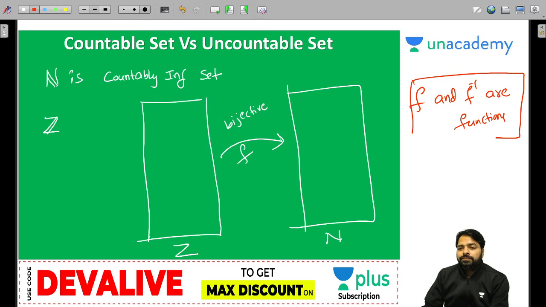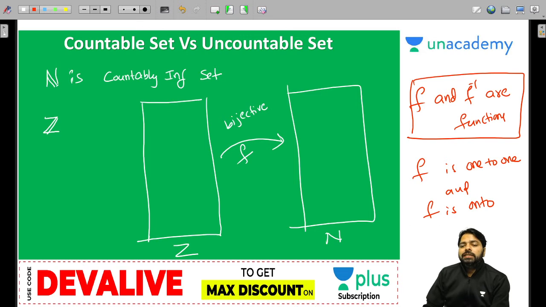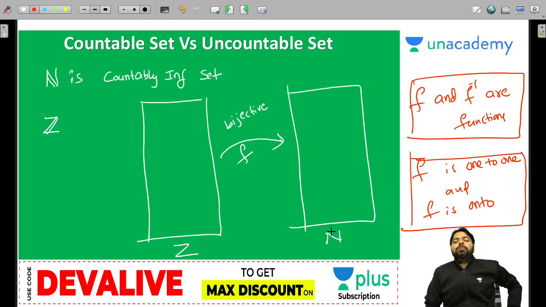Or show that f is one to one, that is injective, and f is onto. Injective and surjective. This is another definition. If you want to prove bijective, show that it is injective and surjective, or show that f and f inverse exist. It is your choice. How do you want to show it? Okay, I'm trying to show something.